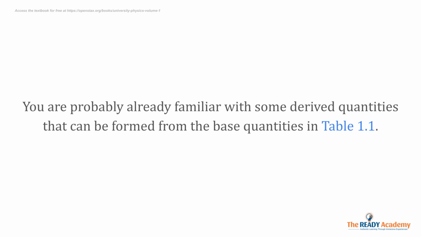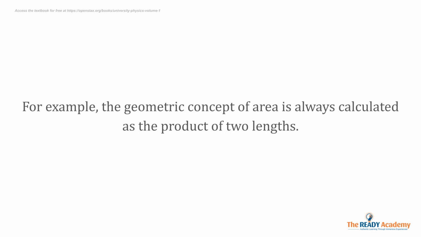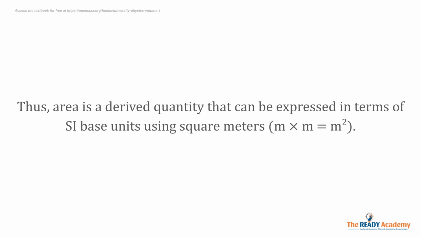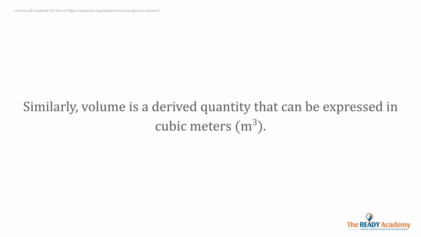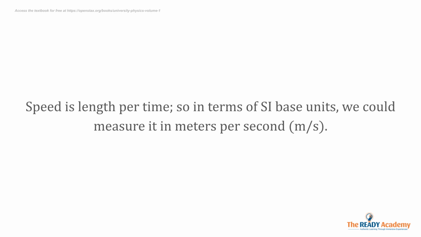You are probably already familiar with some derived quantities that can be formed from the base quantities in Table 1.1. For example, the geometric concept of area is always calculated as the product of two lengths. Thus, area is a derived quantity that can be expressed in terms of SI base units using square meters, where meter times meter is equal to meters squared. Similarly, volume is a derived quantity that can be expressed in cubic meters, or meters to the third. Speed is length per time. So in terms of SI base units, we could measure it in meters per second.